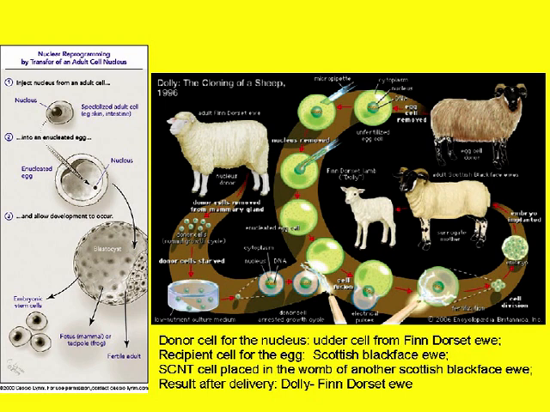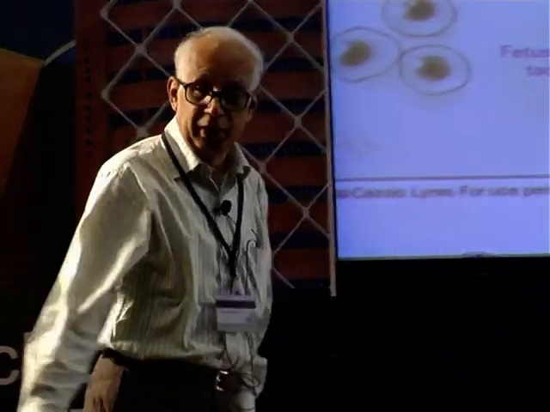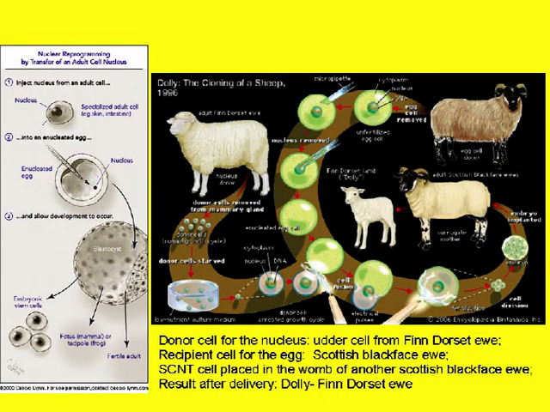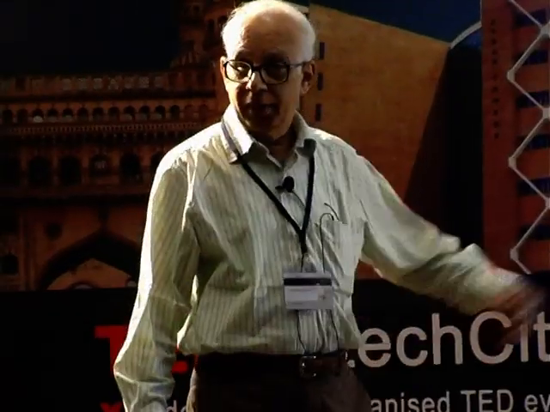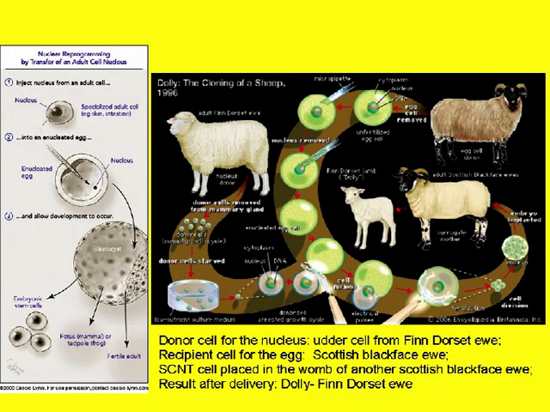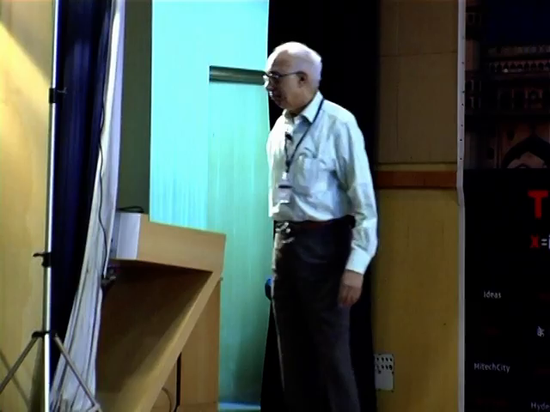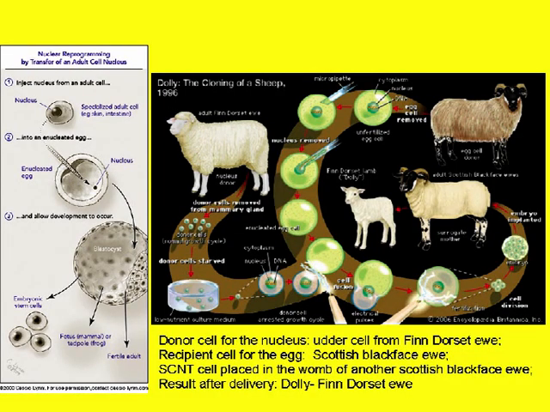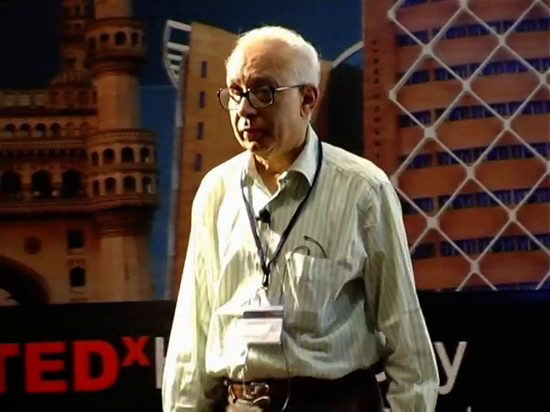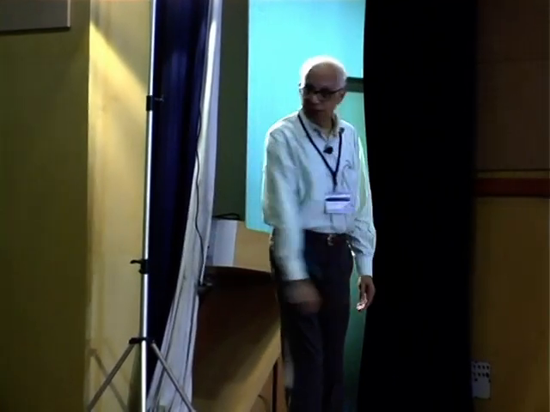Let's put it this way. I'm going to take, let us say, an egg from the Finn Dorset. The egg cell is removed. I'm going to take from the nucleus donor, from the udder cell of this one, the DNA from there, and put it over here. It goes through, cell fusion has happened, it's ready. Go to a third mother, a would-be mother, a surrogate mother, and insert that embryo into her womb. Exactly what happens in in vitro fertilization. Out comes a baby. That's Dolly.